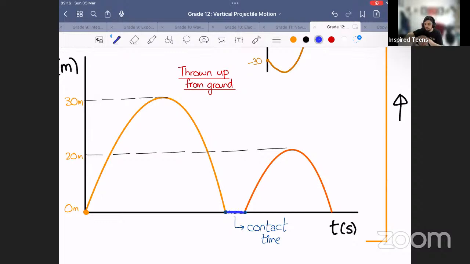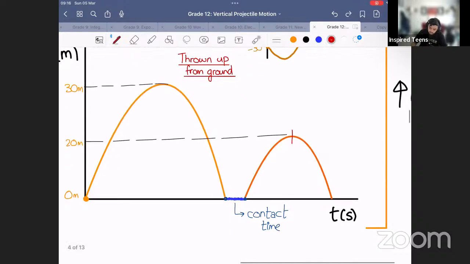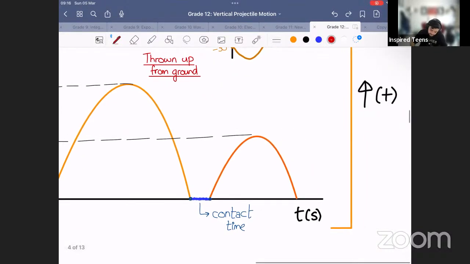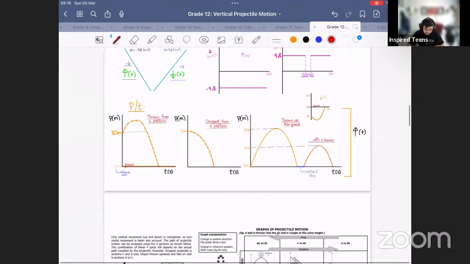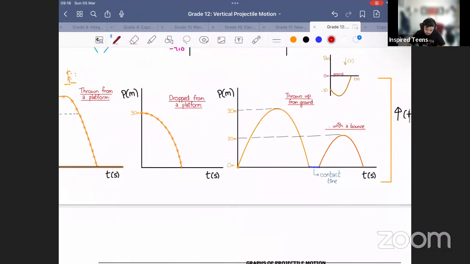So we can see that in this case, it's not thrown up from the ground, but it uses that momentum and that force of it being thrown the first time. It bounces and it reaches max height again and then falls to the ground again. So it could bounce a third time as well. But basically, the ball is thrown up from the ground with a bounce. So that's important to know. These are 3 different position versus time graphs that we need to understand.